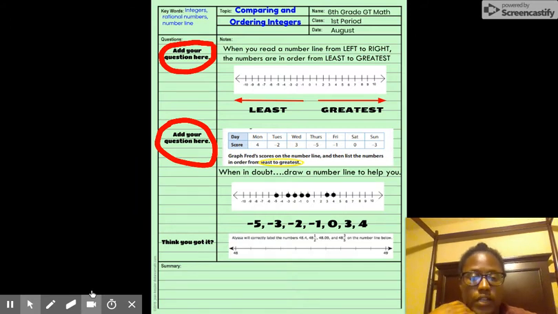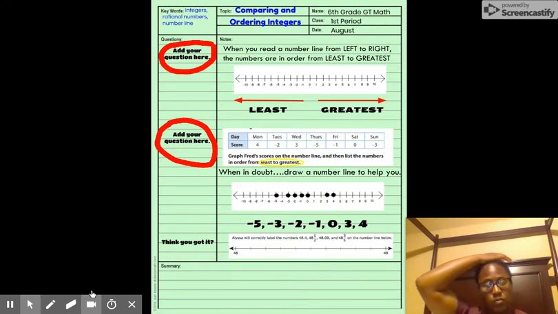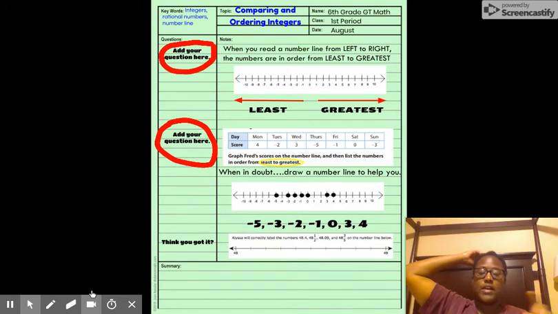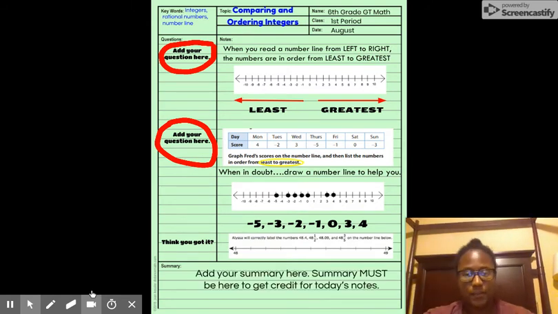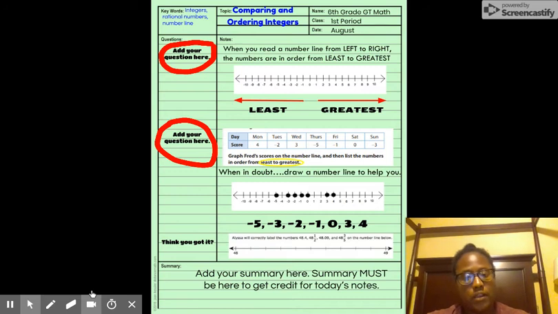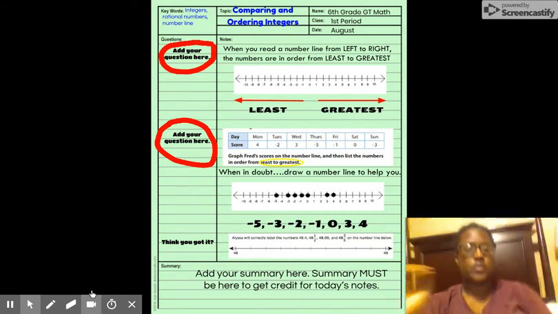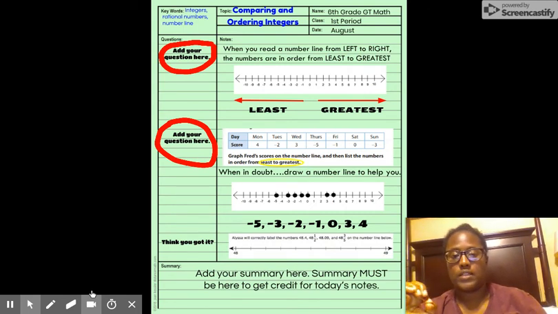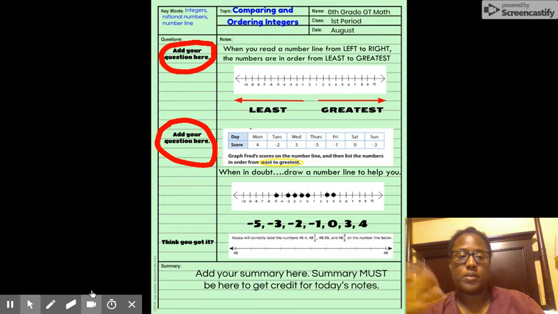So you're actually going to need to turn all of those numbers into decimals before you put them on the number line. I should see work somewhere on your note page where you turn the fractions into decimals before you put them on the number line. And then go ahead and add your summary here. Remember, the summary must be there in order for you to get credit. You're not going to turn these in; you're going to let me see them, and I'll figure out all that stuff in class.